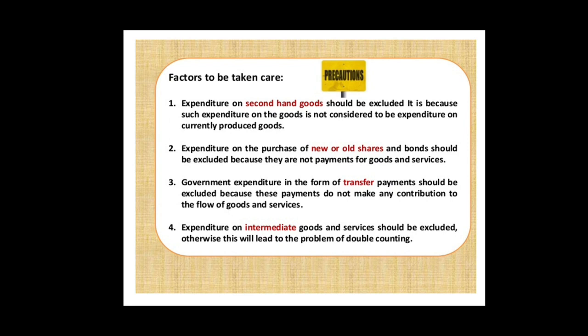And finally, expenditure on intermediate goods and services should be excluded from the estimation of national income. Otherwise, this will lead to the problem of double counting, as it is already included in the value of final expenditure. If it is included again, it will lead to double counting of expenditures.